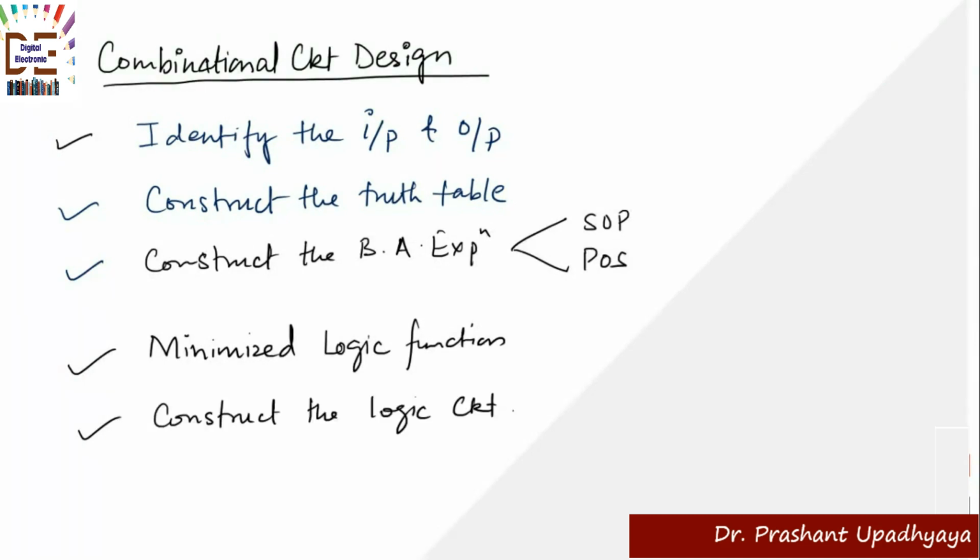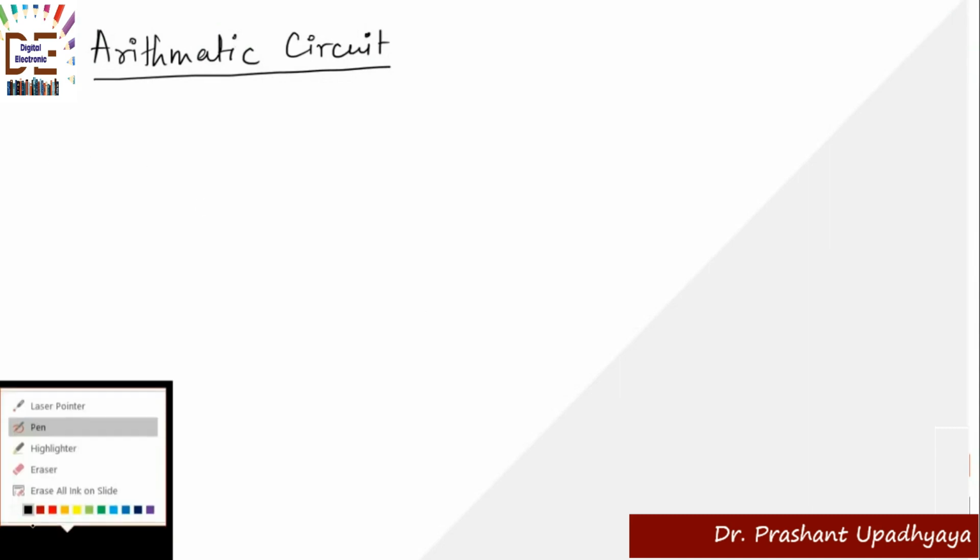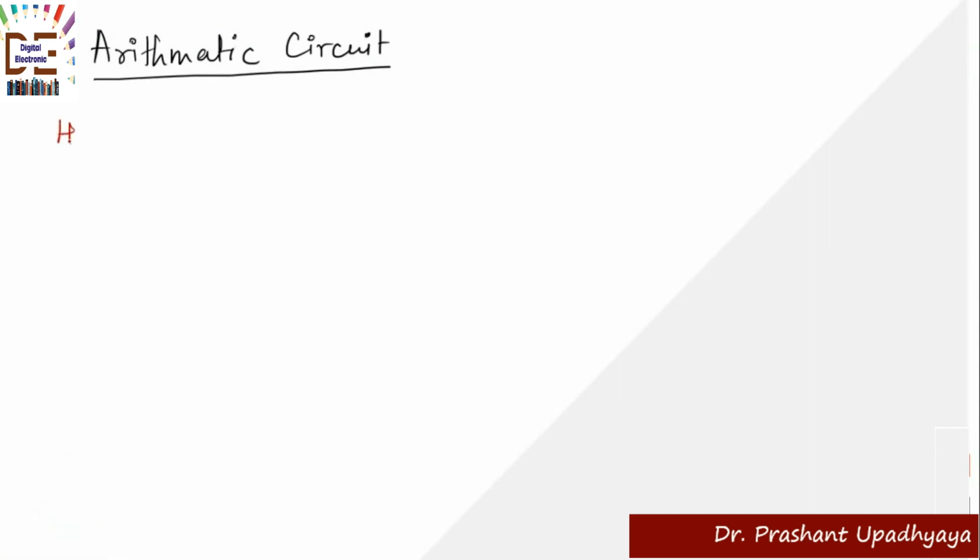You got this point? So just take an example of an arithmetic circuit. The first arithmetic circuit we are going to talk about is the half adder. So let's construct the half adder first. What do we have in a half adder? You have done the adder. You have seen that in an adder you are adding two numbers. When you add two numbers, you can get a sum or a carry.